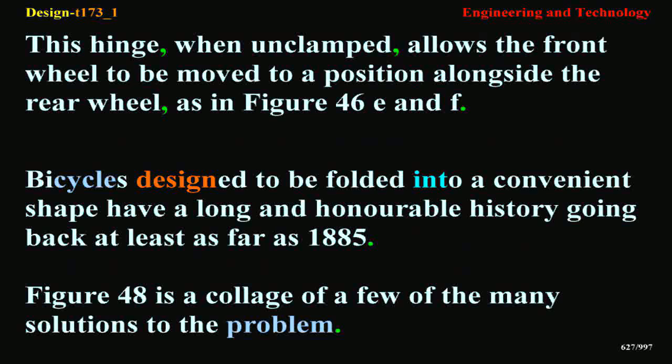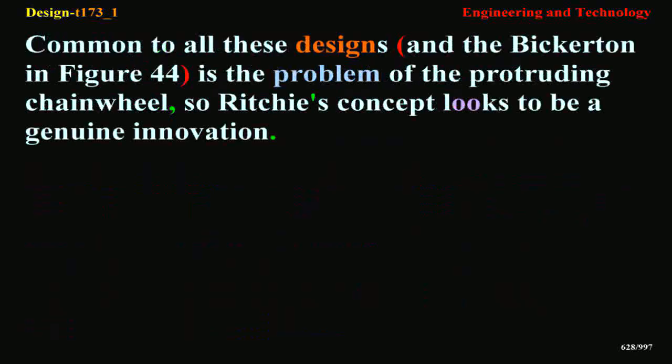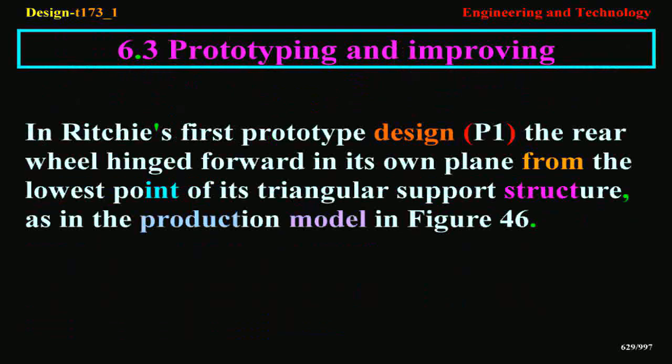Bicycles designed to be folded into a convenient shape have a long and honorable history going back at least as far as 1885. Figure 48 is a collage of a few of the many solutions to the problem common to all these designs. In the Bickerton, and Figure 44, it is the problem of the protruding chain wheel, so Ritchie's concept looks to be a genuine innovation.